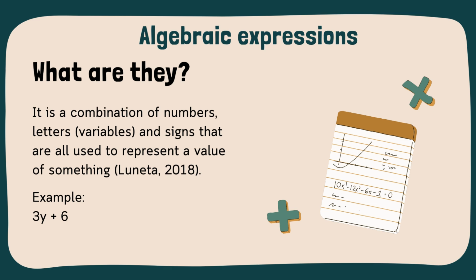What are algebraic expressions? Algebraic expressions are a combination of numbers, letters, also called variables, and signs that are all used to represent a value of something. For example, 3y plus 6. In this example, it consists of two numbers. The 3 and the 6 are these two numbers. There is a letter or a variable y, and there is a mathematical sign, and this sign is an addition sign. There can also be other mathematical signs such as minus signs, division signs, multiplication signs as well.